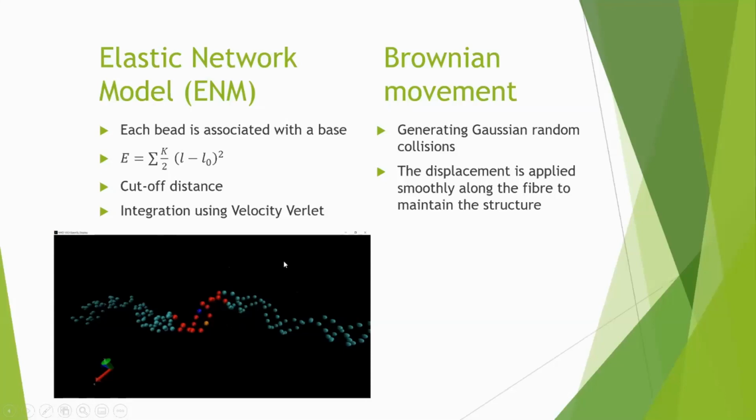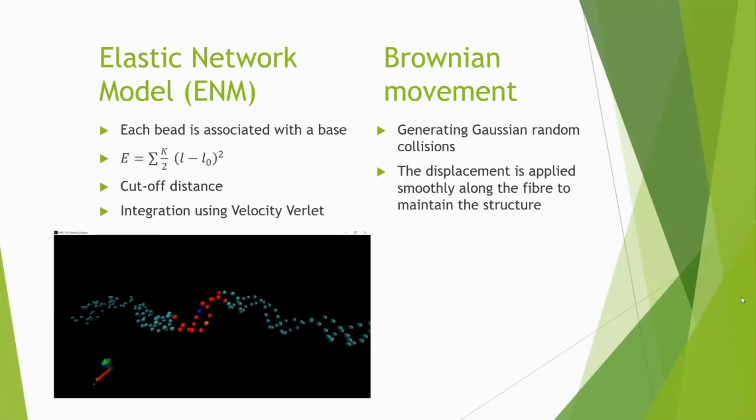And lastly, the chromatin dynamics is integrated using the velocity Verlet algorithm, which we have considered is the optimal for the kind of processes that we need to account for. Then we also add some Brownian movement to the model. For this, we generate Gaussian random collisions, and this allows for some freedom on the movement of the fiber. Mainly, this aims to model collisions with a solvent. And the displacement is applied smoothly along the fiber to maintain the structure.